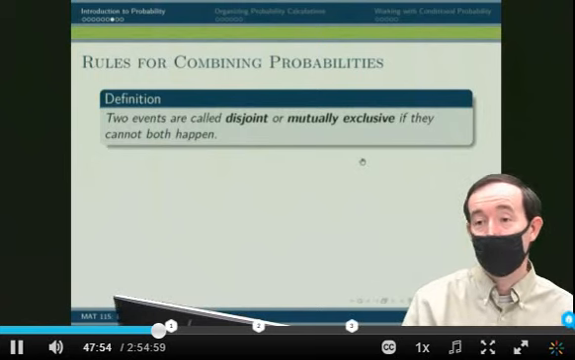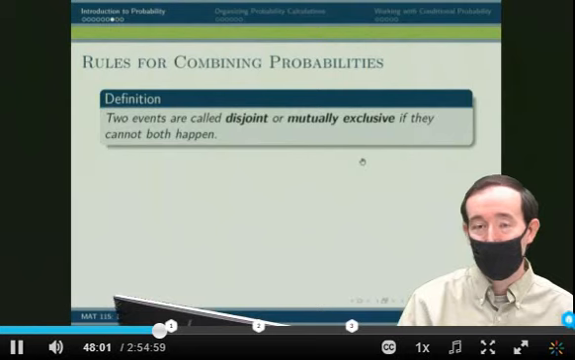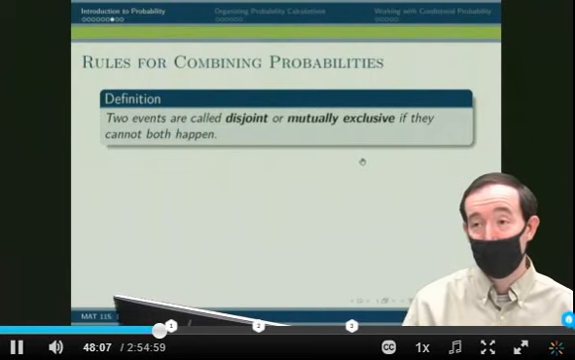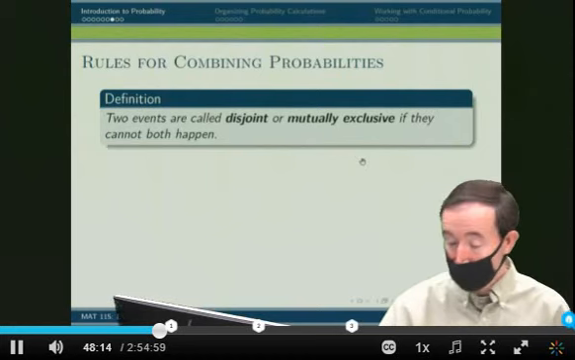So, for instance, the Lakers win the championship and the Nets win the championship. Those are mutually exclusive events. They can't both happen in the same year. One of them will, one of them won't. Maybe they both won't. But it's impossible for them both to win. Okay. That's mutually exclusive.